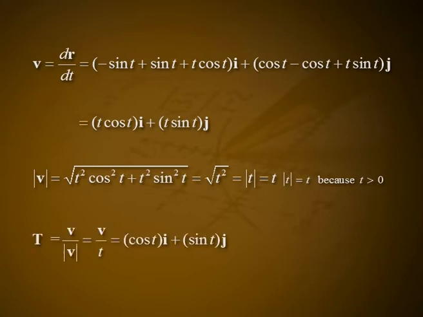T = v/|v| = v/t = cos t i + sin t j. Definition. The involute of a circle is the path traced by the endpoint P of a string unwinding from a circle. In the above example, figure 6, it is the unit circle in the xy plane.